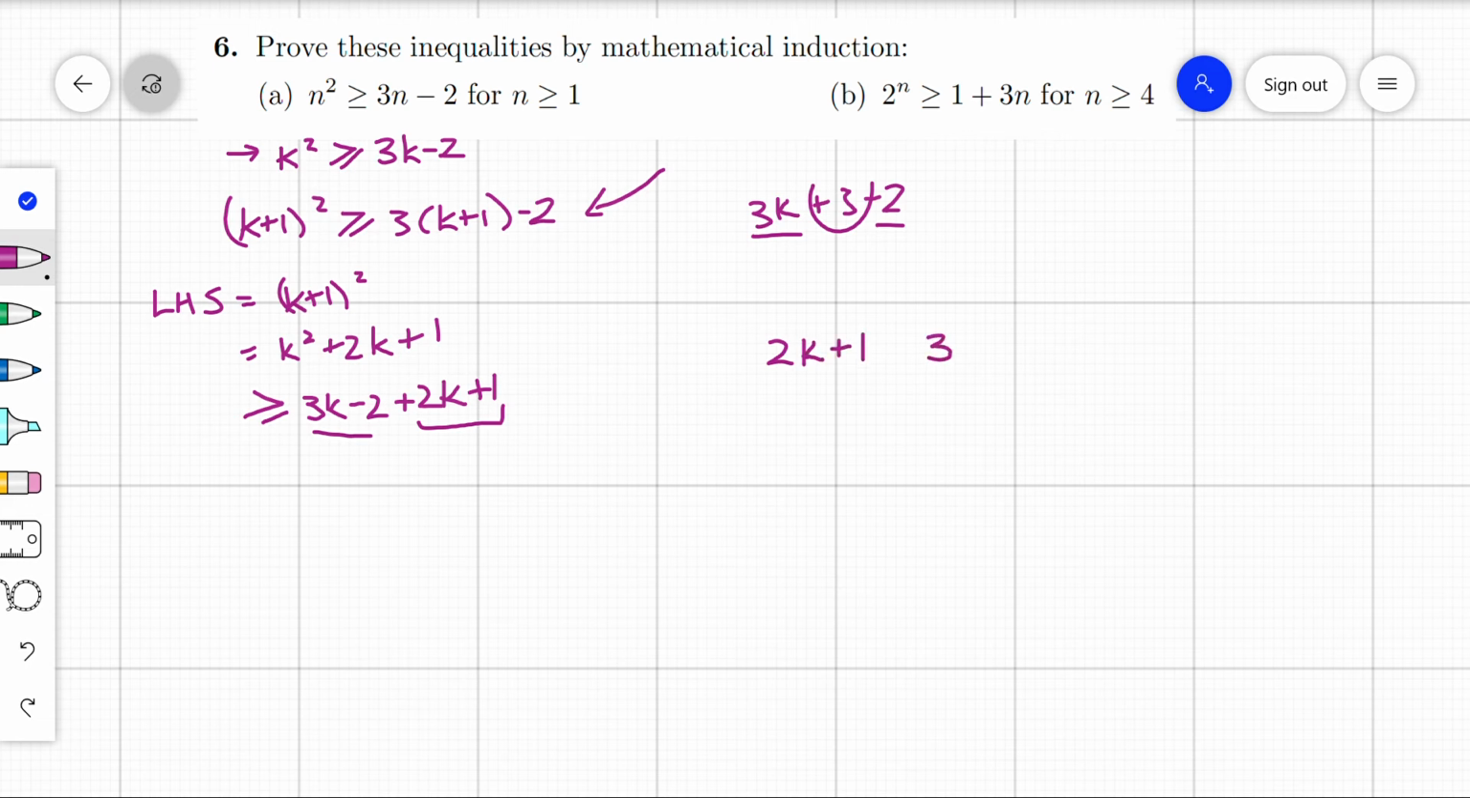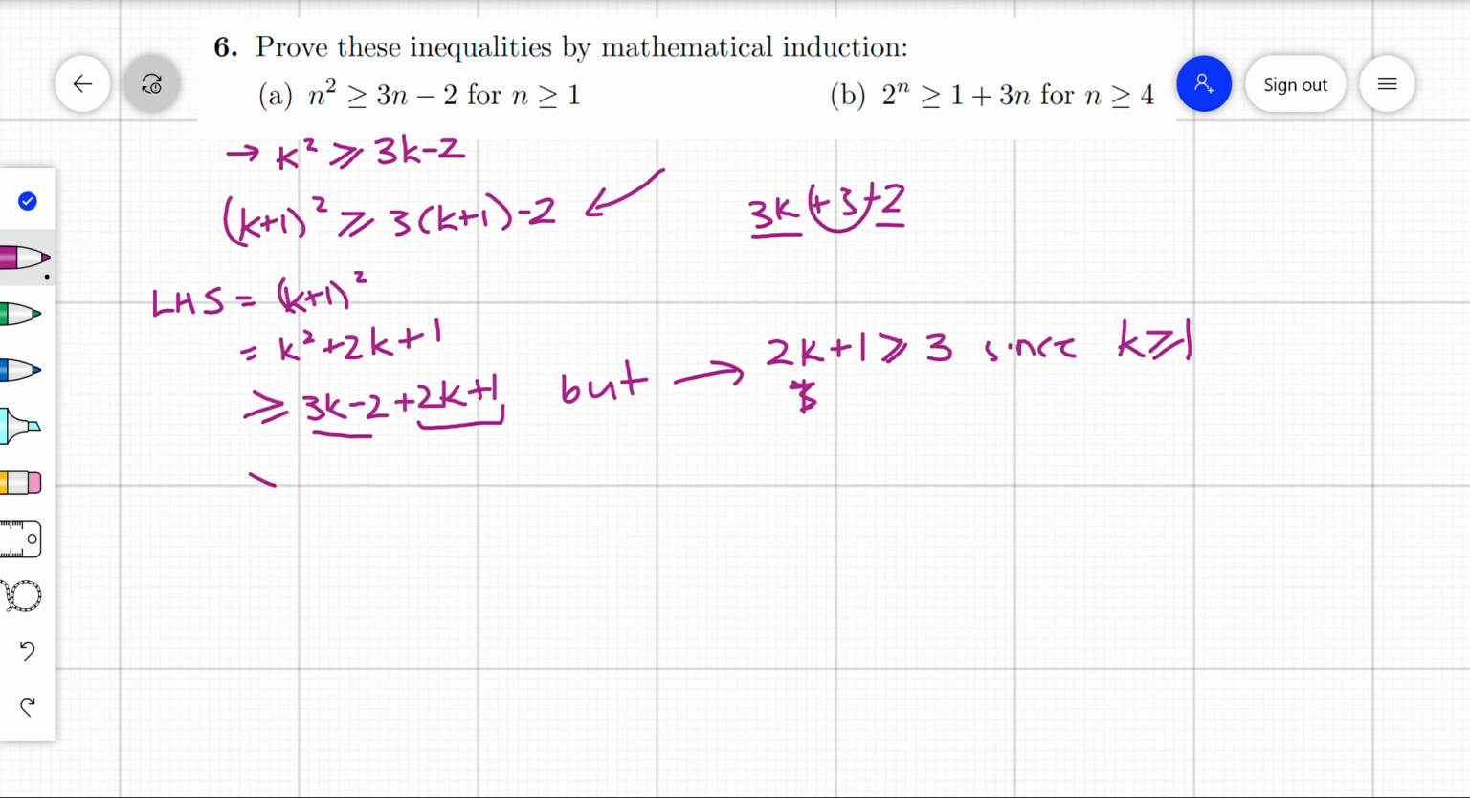Now if you think about it, our base case is 1. So if I put 1 in this, that's our base case, so it could be 2, it could be 3, etc. So this is always going to be, and if I put 1 in, I get a 3. So that side is always going to be greater than or equal to 3, since k is greater than or equal to 1. So I could say here, 2k plus 1 is greater than or equal to 3, since k is greater than or equal to 1.